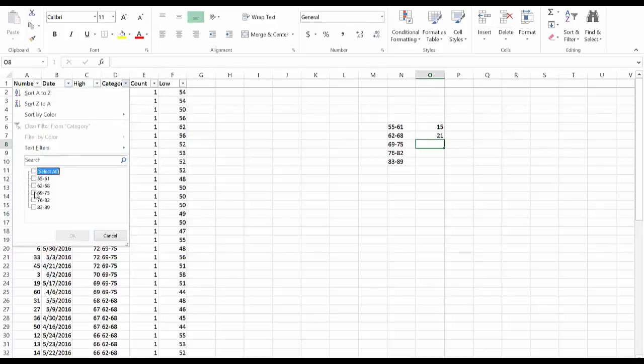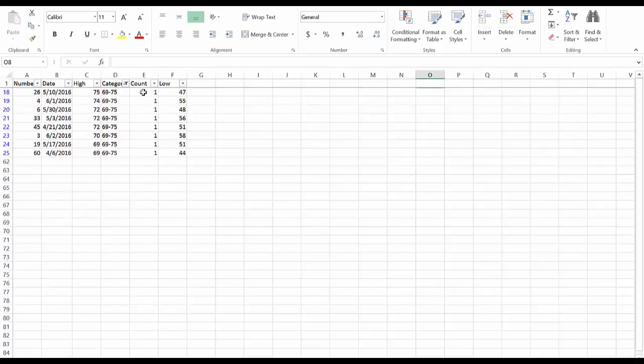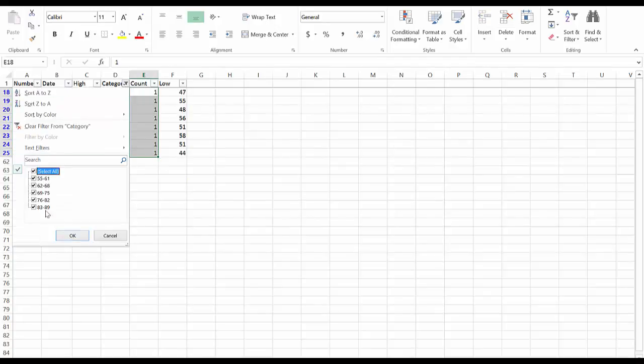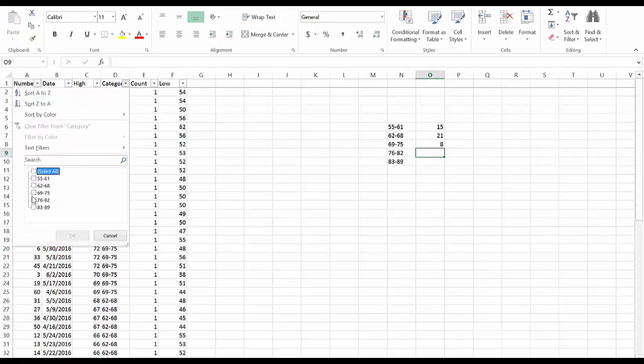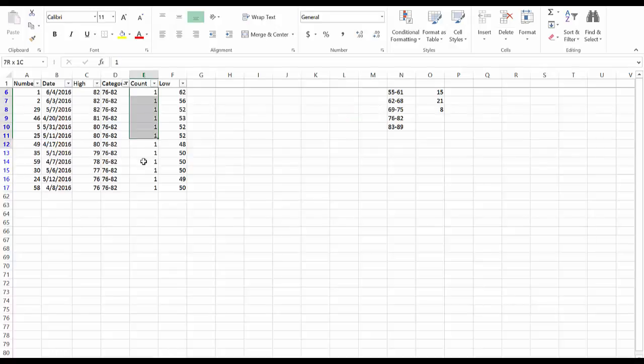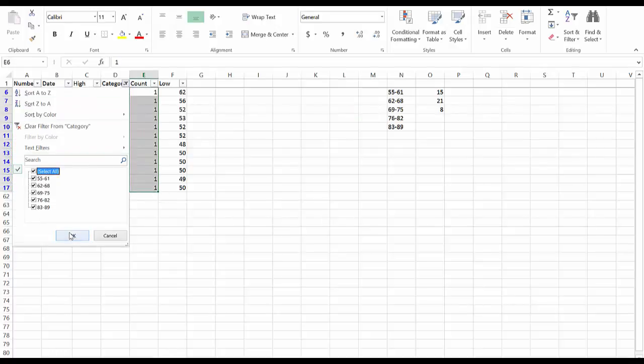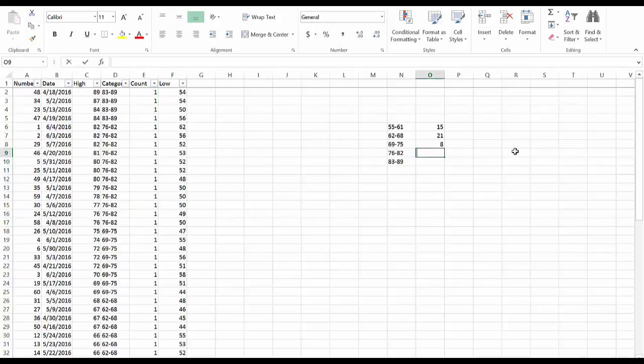69 to 75, I have 8. 8 temperatures. Then 76 to 82, 12. And then my last one, which I had already seen that before, so at the very top there anyway, there are 4 in that category.